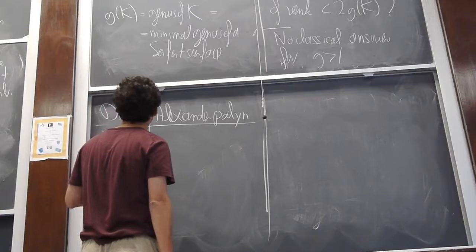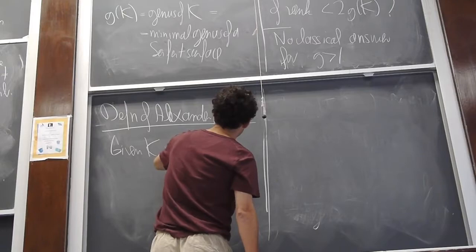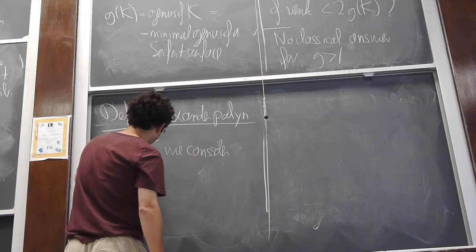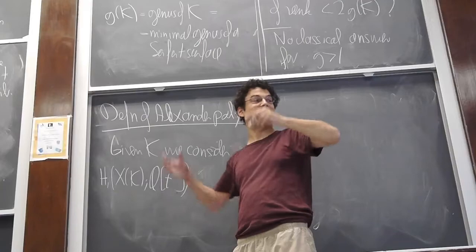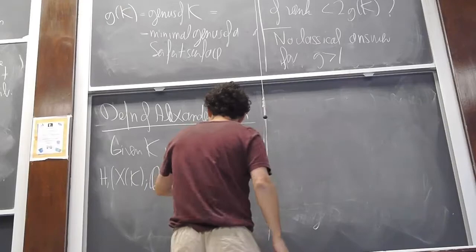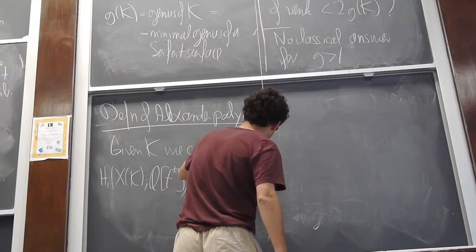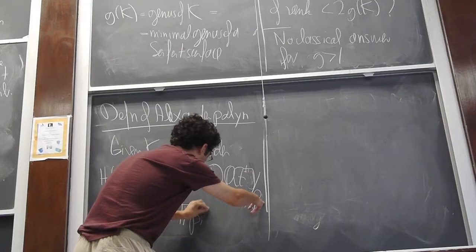So given K, we consider the Alexander module, and I will be cheap and look at it with rational coefficients. That's just the homology of the infinite cyclic cover of a knot. And now I cleverly picked coefficients in Q[t, t^-1]. Q[t, t^-1] is a PID, so any module is a sum of cyclic modules. Now we just define the Alexander polynomial as the product of these polynomials. Quick and dirty, but it works.